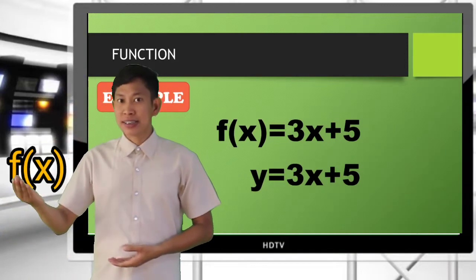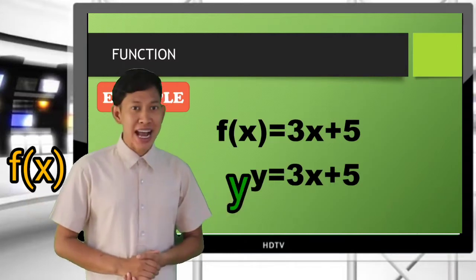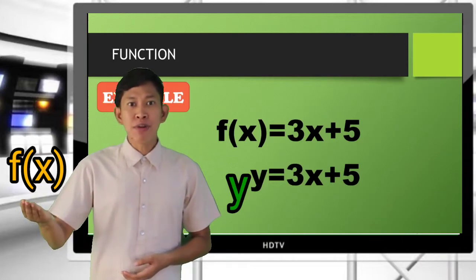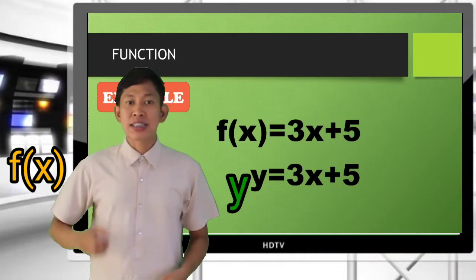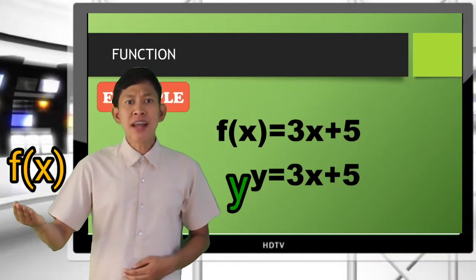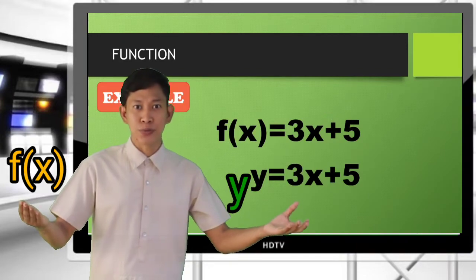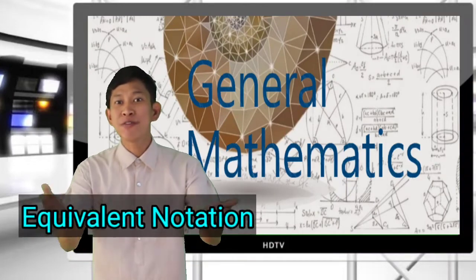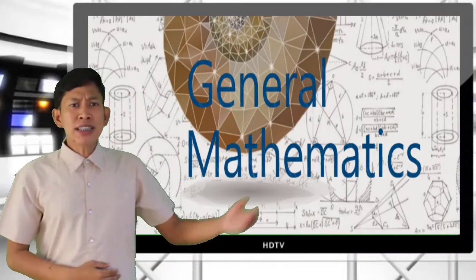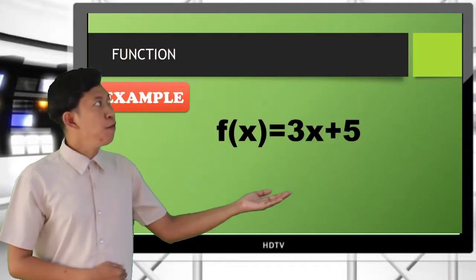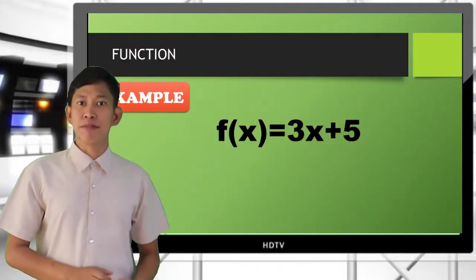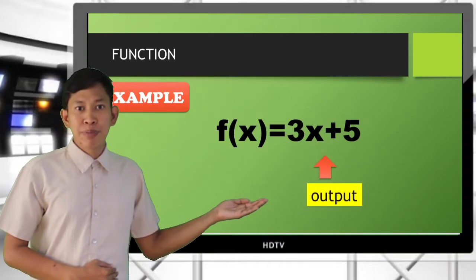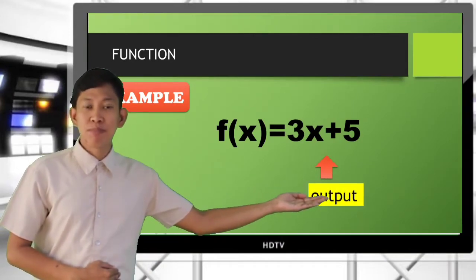Notice f of x and y. I mentioned that you can rewrite this, right? Meaning f of x, you can rewrite it as y because f of x notation is another way of writing the y value, which means these two are considered equivalent notation. Now let's go back with our given. f of x is equal to 3x plus 5. Here, x stands for the input, and this would be our output, the 3x plus 5.